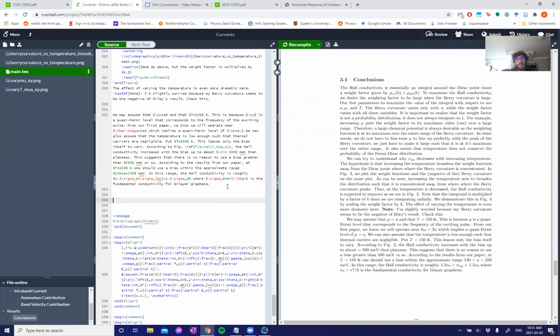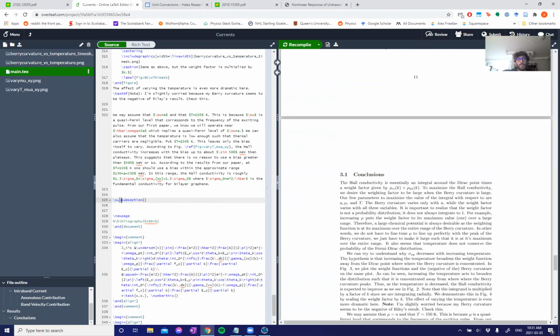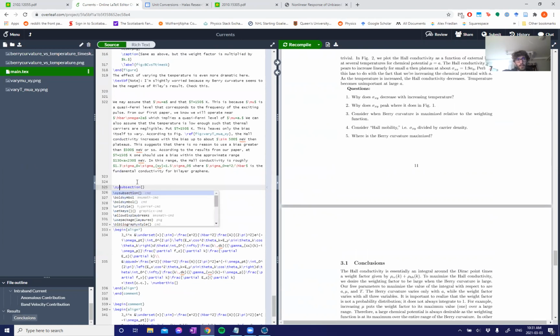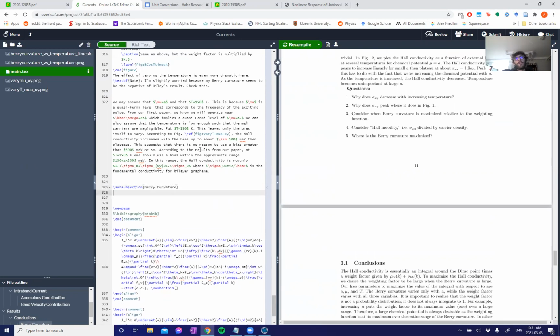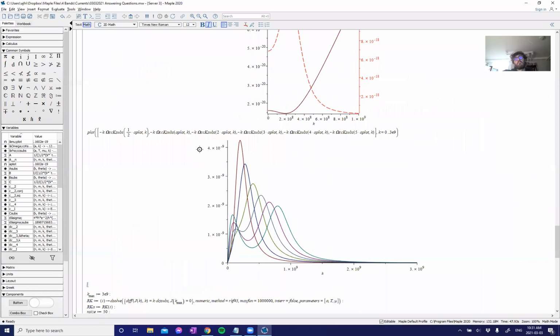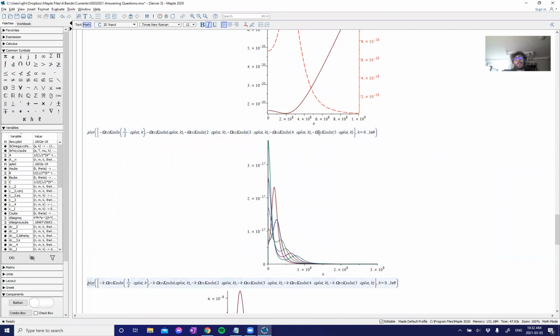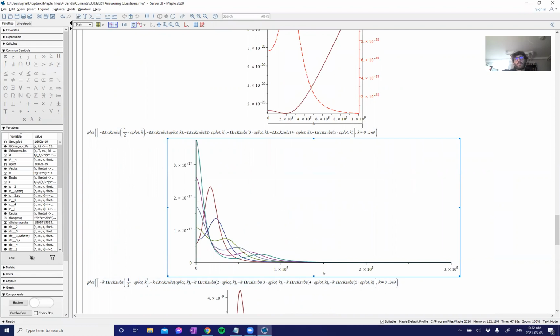Okay, so the Berry, let's just say subsection, or is it section? Subsection. So we can just do without that too, of course. Don't need to go that far.